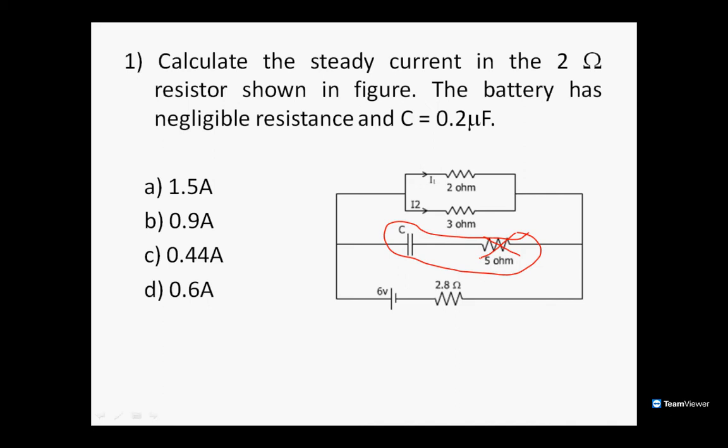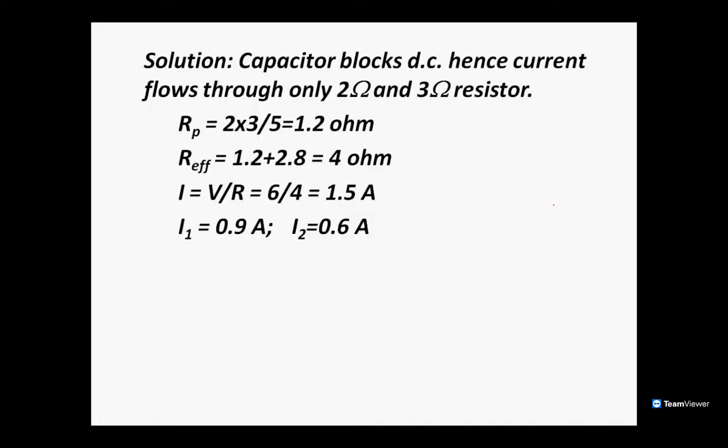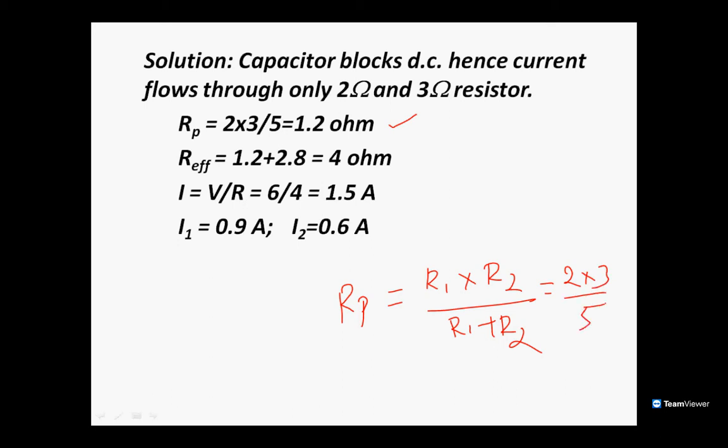Second job is to simplify the circuit. Now here the 2 ohm resistance is there, 3 ohm resistance is there. 2 ohm and 3 ohm, how are they connected here? In parallel. So you know the formula Rp equals R1 into R2 divided by R1 plus R2. It is 2 into 3 divided by 5. That becomes 6 divided by 5, equal to 1.2. This is the first part.